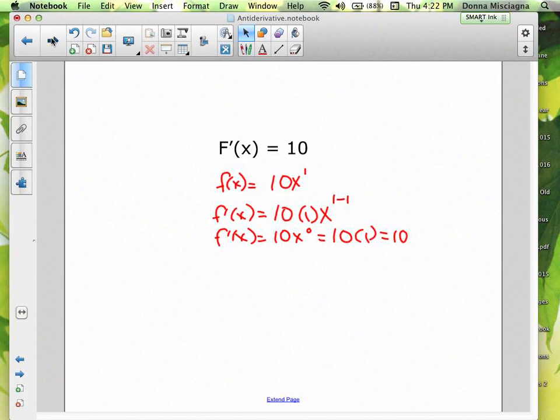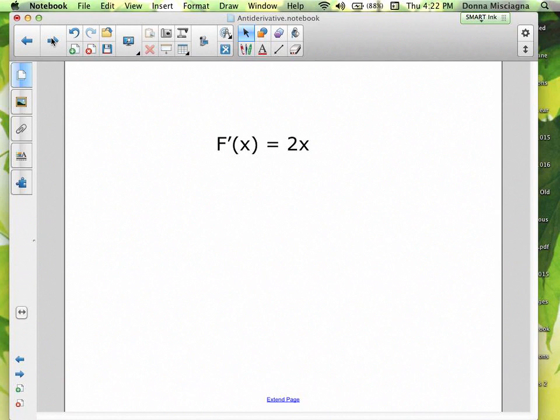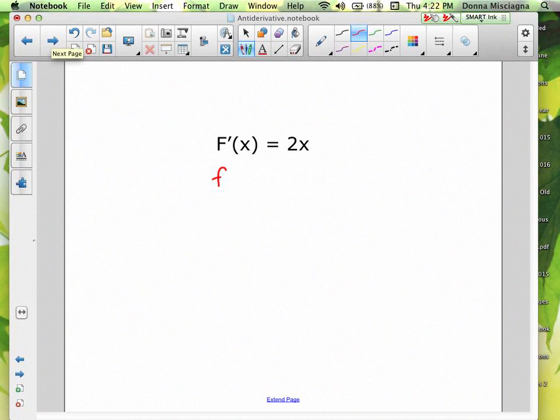Okay. Here's another one. All right, so here's the derivative, 2x. What function has 2x as its derivative? Pause the tape and write down your answer. Hey, welcome back. The function that has 2x as its derivative, again, this would be a power rule, is x squared. If we take the derivative of x squared, we get 2x.